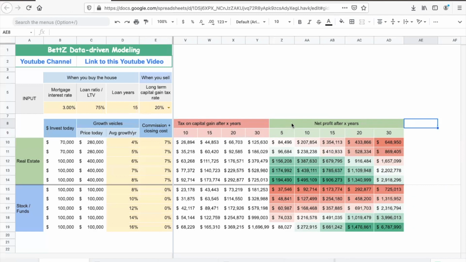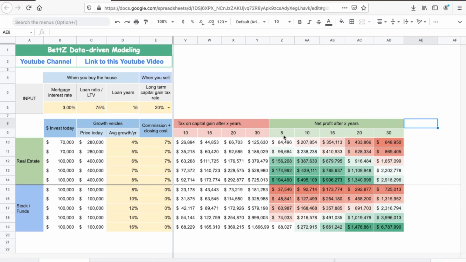With the current combination of the inputs, you can see even if you only have 4% annual growth in real estate with much higher commission, because of the leverage of loans, you still gain more than most of the scenarios in stock or funds, especially if you want to cash out earlier, like 5-10 years, for example.